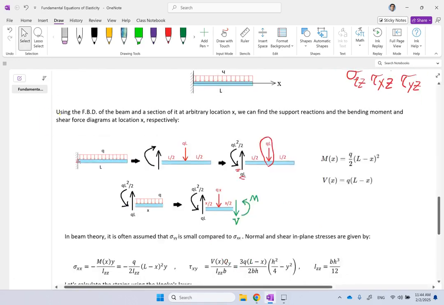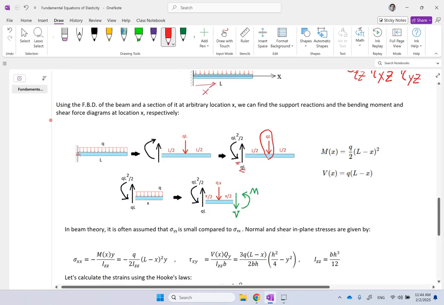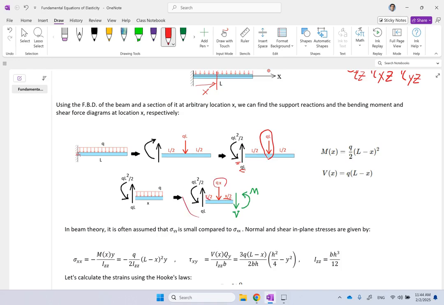Now what we need to do is to go ahead and cut it at location X. So now we move in this direction by amount X, we cut it, and we look at the free body diagram of that portion. So we have to again replace Q over distance X by QX in the middle. And we have these reactions here on the left, and on the right side, we have M of X and V of X, the shear force and the bending moment as a function of location.